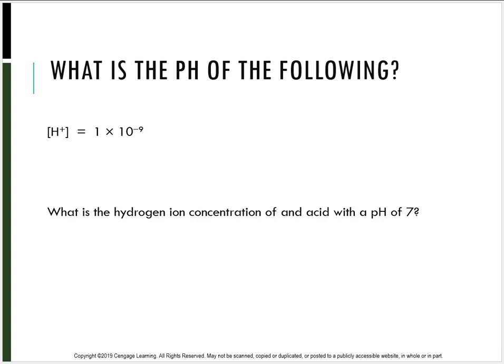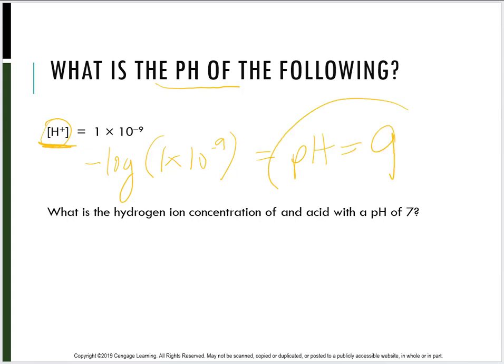Let's look at a couple of problems. So what is the pH of the following? If we're told the concentration of hydrogen is 1 times 10 to the negative 9, we're simply going to do the negative log of 1 times 10 to the negative 9. If you type that into your calculator, we should get a pH of 9.